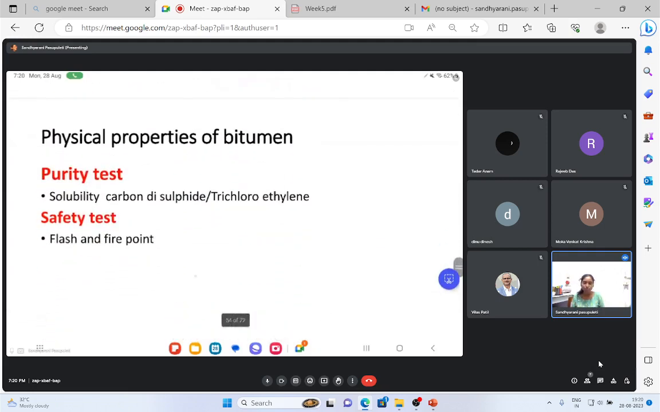The last two tests would be the purity test and the safety test. After this we will see a few questions and we will wind up the session.